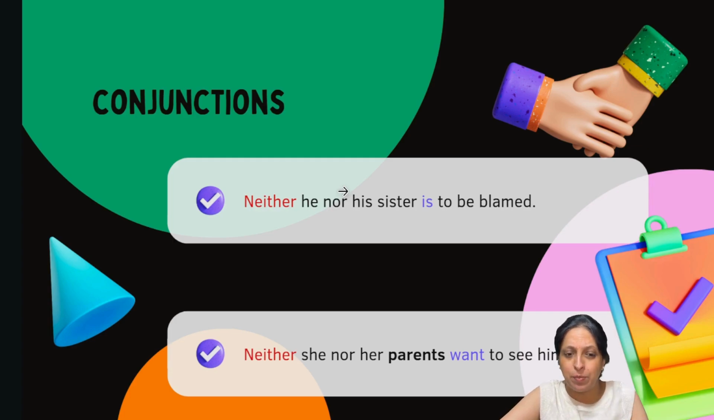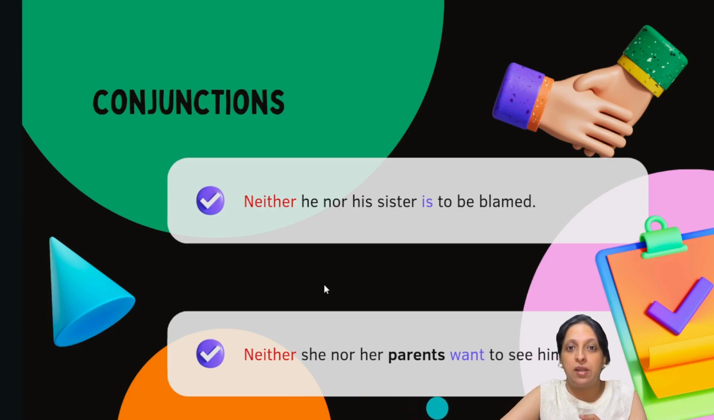Let's take another example. Neither she nor her parents. Now we are talking about parents. That means mom and dad put together. So that is a plural subject. Again, another subject is singular. Even though one subject is singular, the other one is plural.